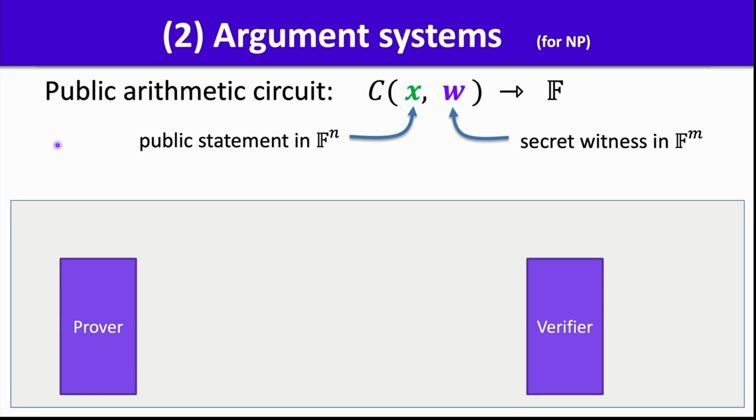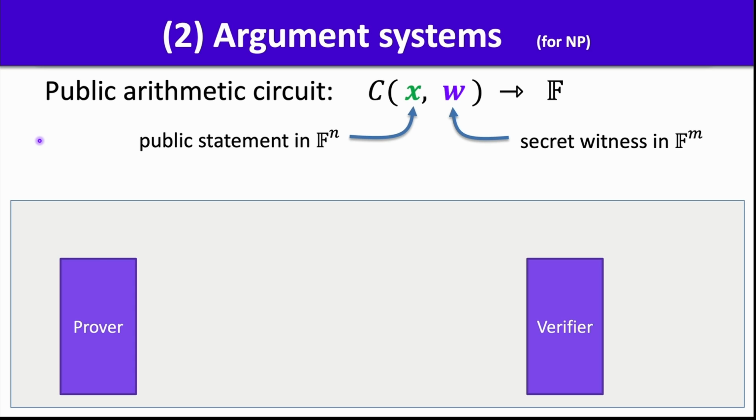The second concept we need is what's called an argument system. So let's see what an argument system is. And again, we're going to build on an arithmetic circuit. So imagine we have a circuit C that takes two inputs, x and w. X is going to be called a statement, and w is going to be called a witness. And these are not necessarily single elements in our field. The statement could be a tuple of n elements, and a witness could be a tuple of m elements. And the circuit will output some element in the finite field.